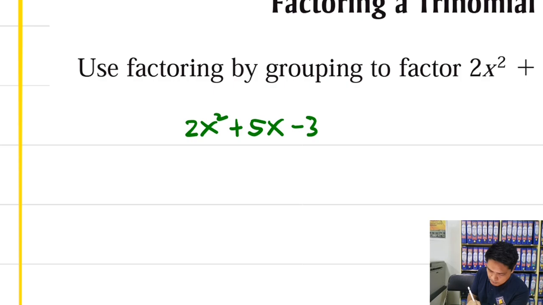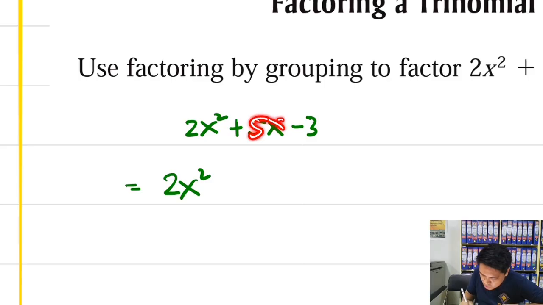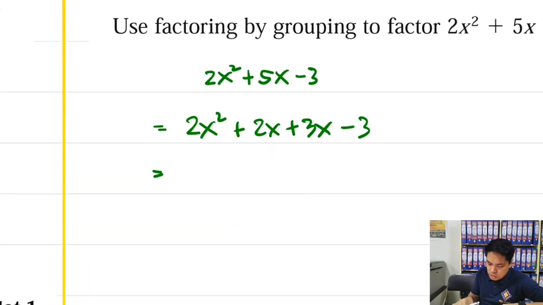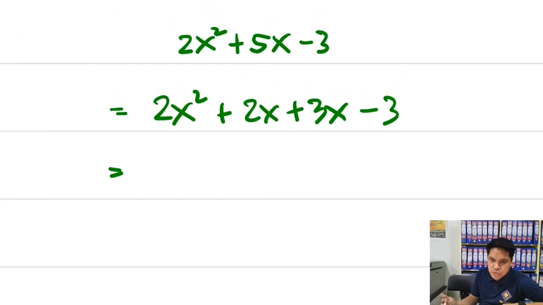What I mean is this. 2x squared. So, if we factor out 2 or 3, we need to separate 3. The 5x is actually 2x plus 3x. Right? 2x plus 3x is 5x. So, I could rewrite 5x as 2x plus 3x, then minus 3. Okay? So, here, we already have 4 terms, and I could proceed to grouping.